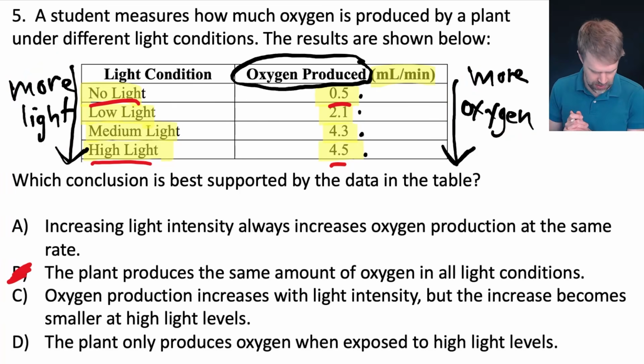Okay. C. Oxygen production increases with light intensity, but the increase becomes smaller at higher light levels. At high light levels. Got to think about it. You're like, I'm not sure about that. I have to think about that. Okay, good. Skip it. We'll come back.